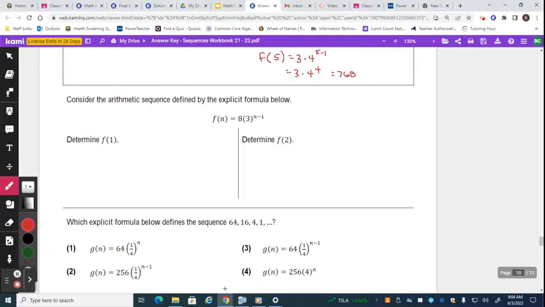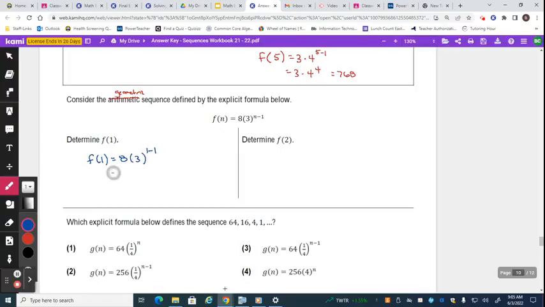Consider this geometric sequence defined by the explicit formula below. F of n equals 8 times 3 raised to the power n minus 1. Determine f of 1. Now, as we get more comfortable, we're going to be able to pick out f of 1 faster. All right, but I just want to go through the process here.